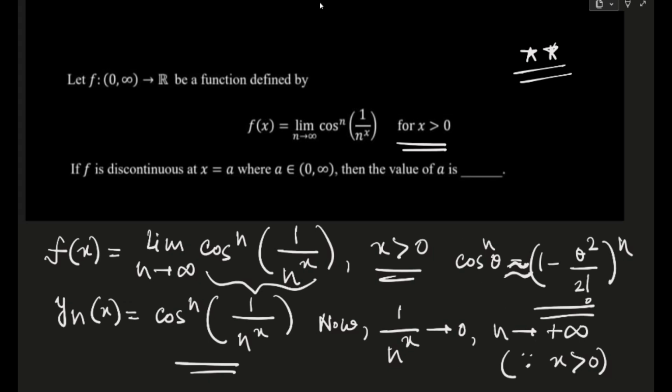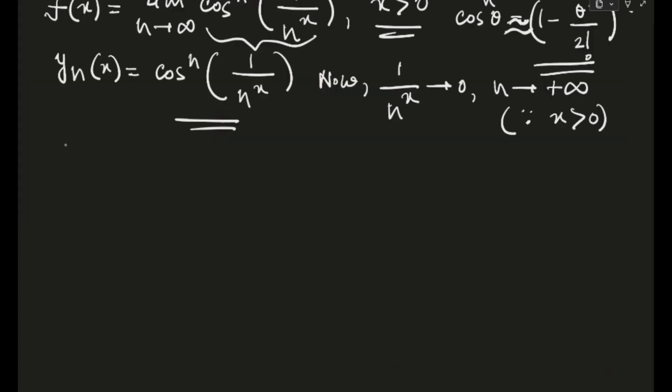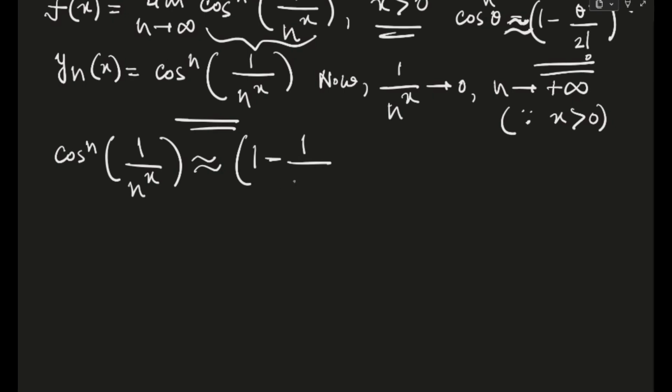So I will change the page, just a minute. So actually what we can do is we can write our cosine power n of 1 by n power x as your approximated 1 minus of 1 by 2 factorial is 2, right? So 2n power 2x because theta square was there, and whole power n. This is actually the form sort of we need to work with.